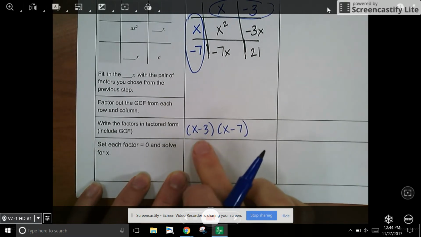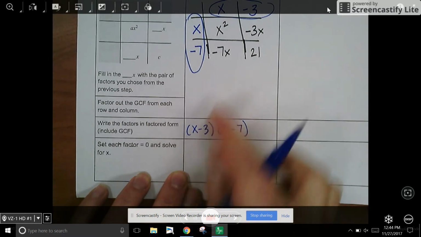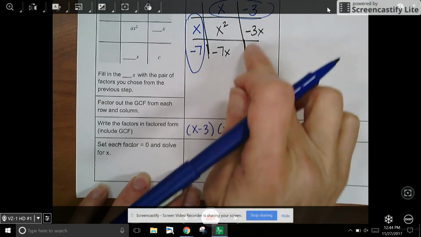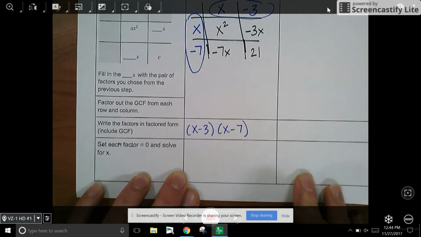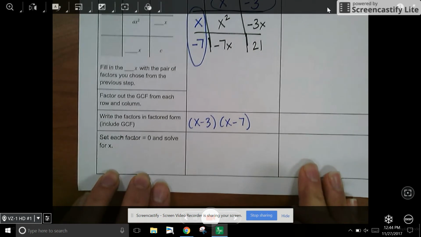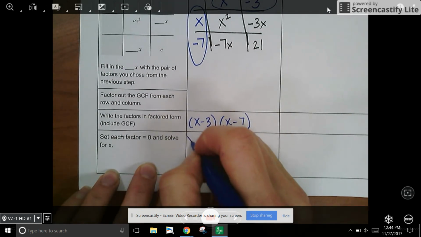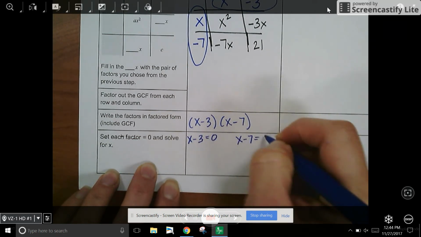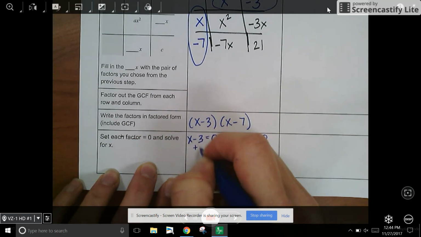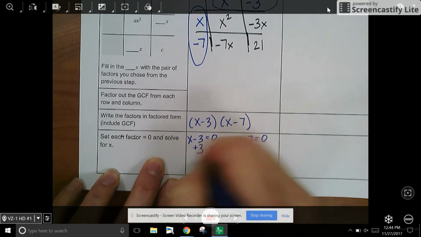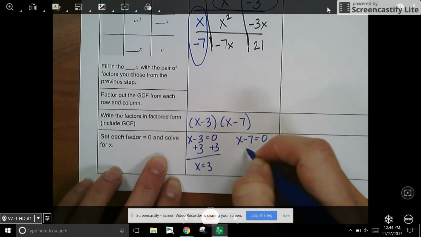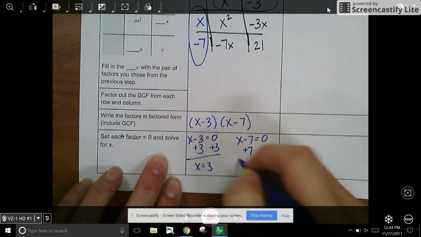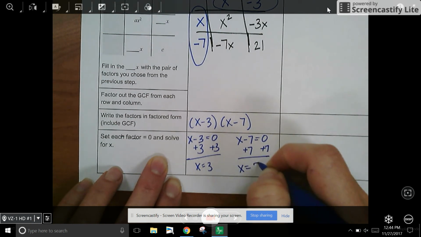So when you did multiplication last week, you multiplied these and found the middle. Today, we filled in the middle and found the outside. And we can use these factors to solve. We're going to set each factor equal to 0 and solve for x. So because it's -3, I'm going to add 3 to both sides, and x equals 3. And I'm going to add 7 to both sides, and x also equals 7.